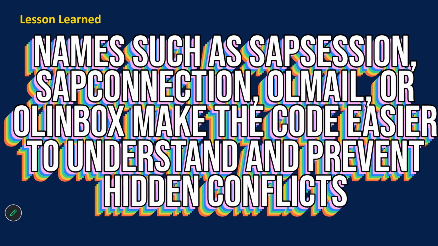Descriptive names such as SapSession, SAP Connection, OL Mail, or OL Inbox make the code easier to understand and prevent hidden conflicts. Sometimes the problem isn't the software you're automating. Sometimes it's simply the name you've chosen for one of your variables.